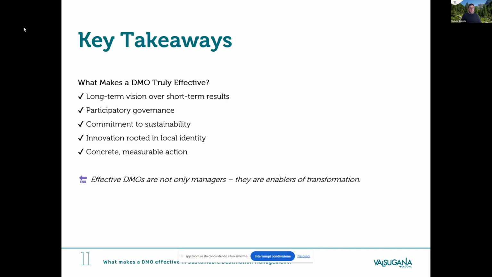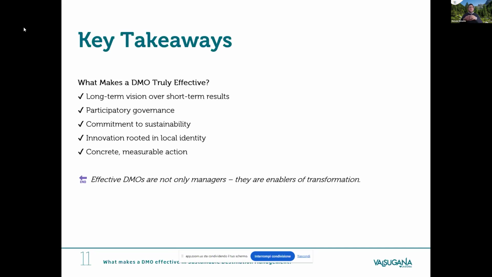Sustainable tourism requires participatory governance, innovative solutions, and active community involvement. Balanced resource management can provide lasting benefits for all stakeholders, and concrete examples show that a new approach can lead to tangible and scalable results.